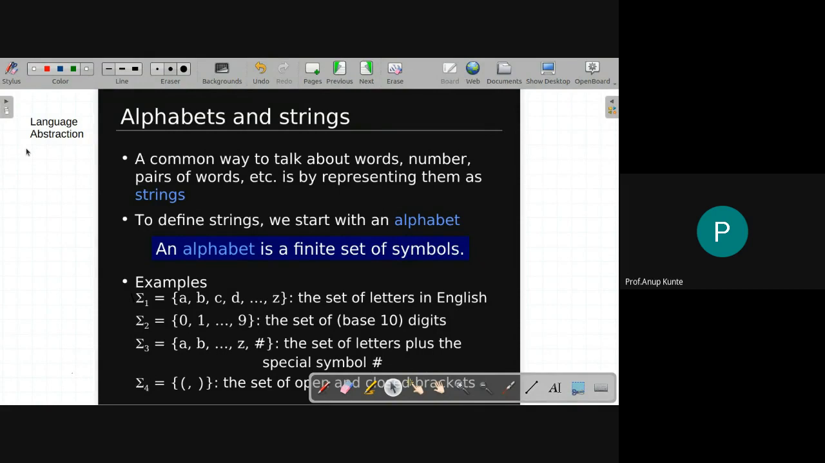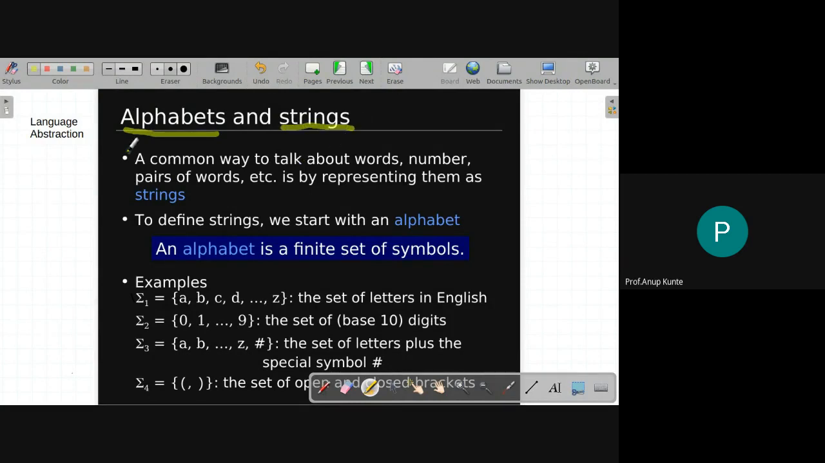Okay, since these things are going to be a key ingredient of our discussion, we will pay a lot of attention to the details. It's a very simple thing, it's not difficult at all. So to begin with, the language abstraction has its basis on these two concepts. Number one is the concept of alphabets, and the other one is the concept of strings.